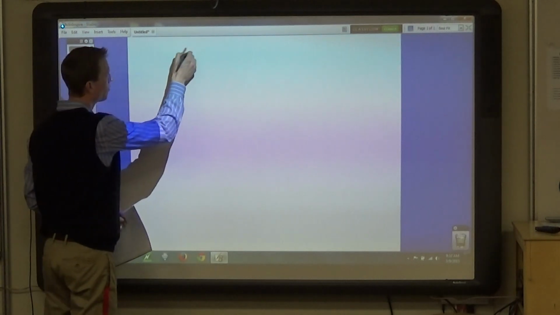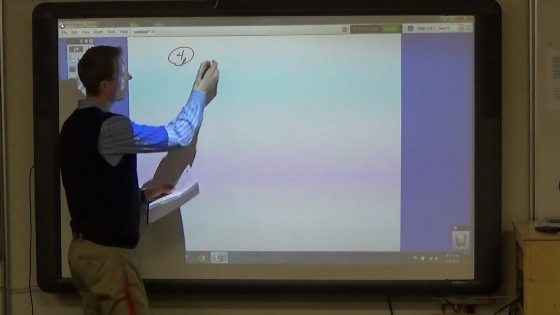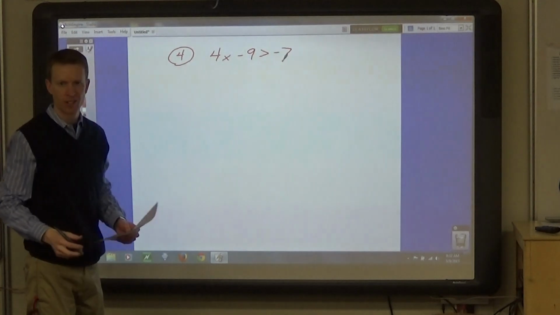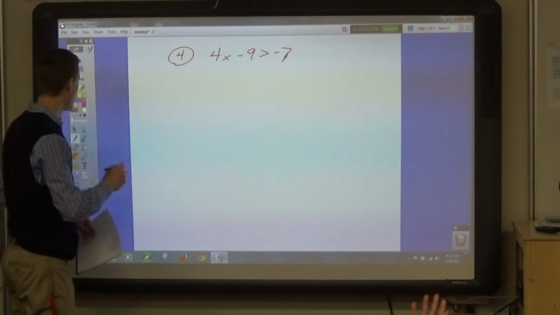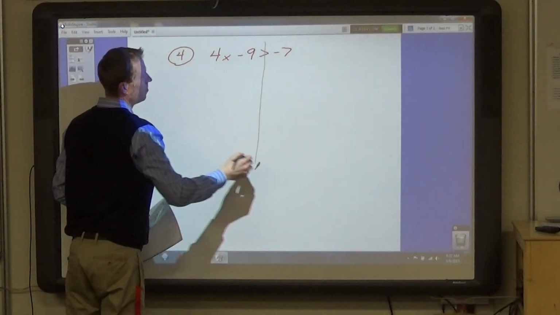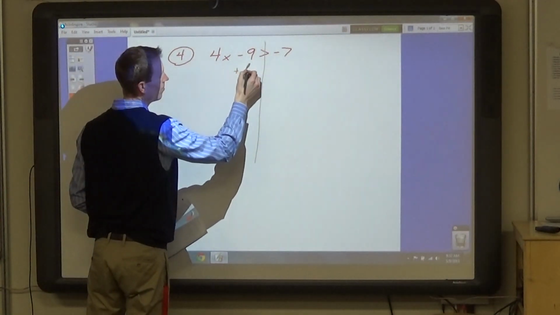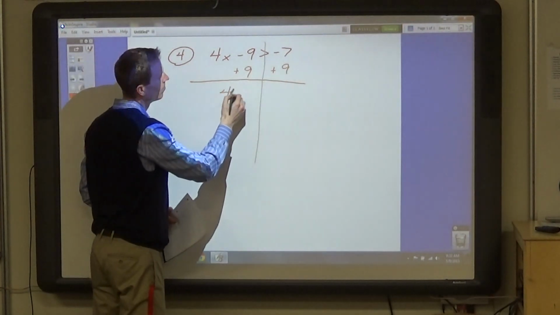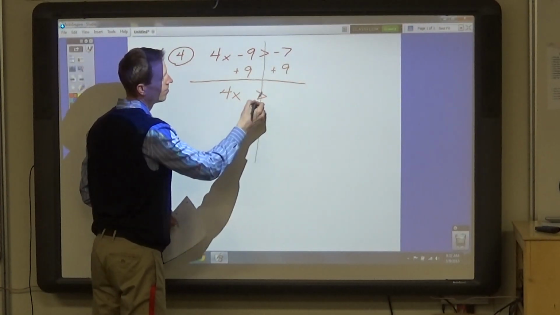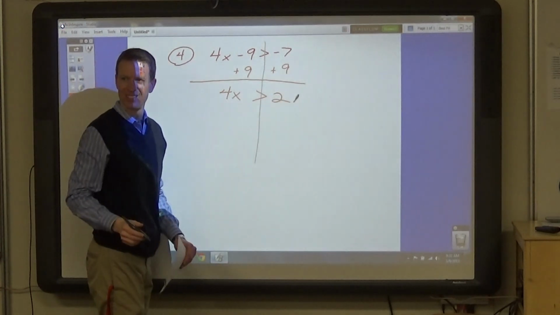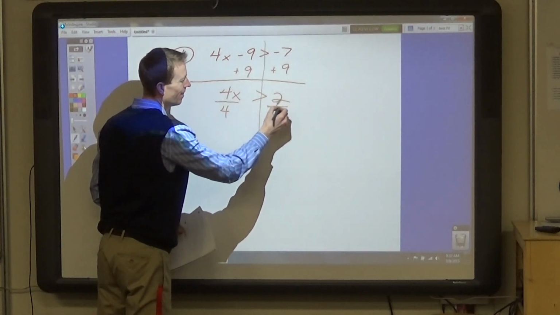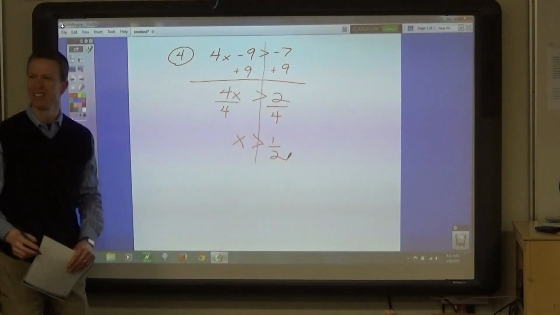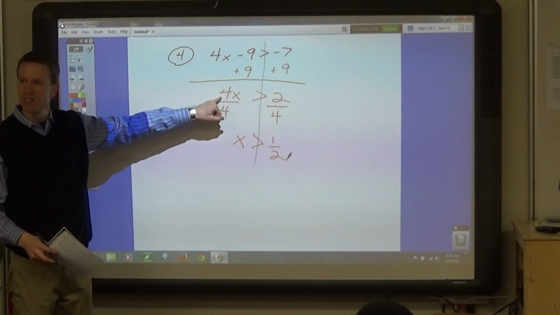Number 4. 4x minus 9 is greater than -7. Lydia, okay, so you would add 9 to both sides. Okay? And then, yeah, 4x is greater than 2. Yep. And then you can divide by 4 on both sides, and then I got x is greater than 1/2. We didn't switch the sign. Don't need to, because the 4 is positive. Good.